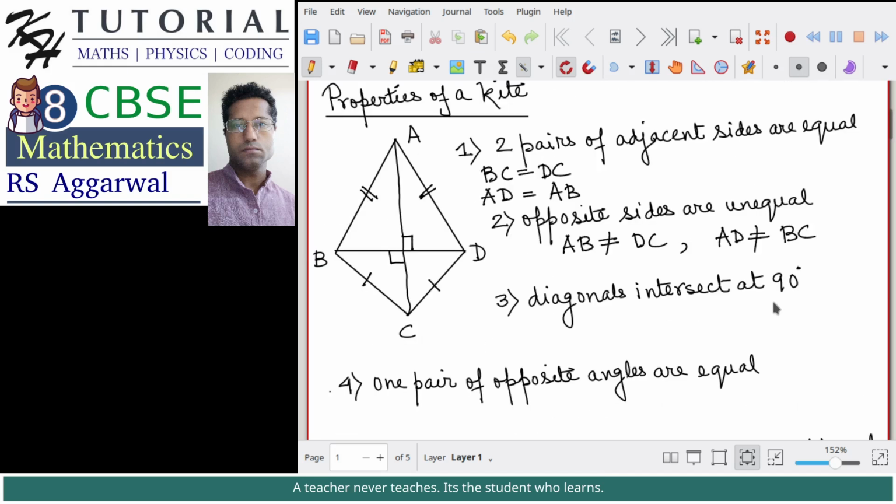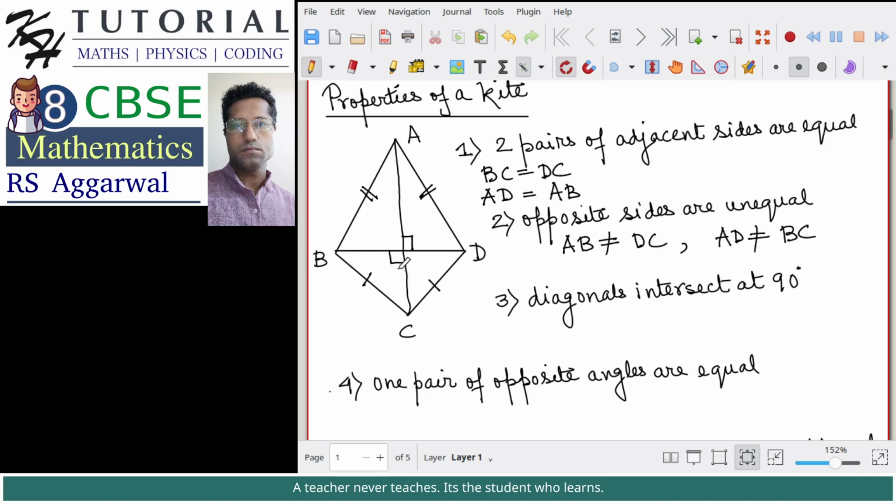Which pair of opposite angles are equal? Only one pair of opposite angles will be equal. The way you know is that from a given kite figure, the values may be given in the angles, or marked in the diagram. You will understand which two opposite angles are equal, or maybe the problem will state which pair of opposite angles are equal.